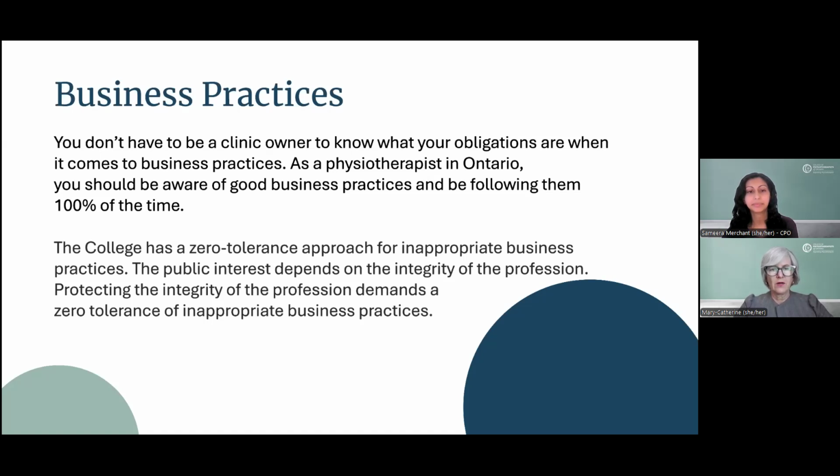The professional standards that will be relied upon for guidance today include the Conflict of Interest Standard, Fees and Billing Standard, Risk Management Standard, and Supervision Standard.